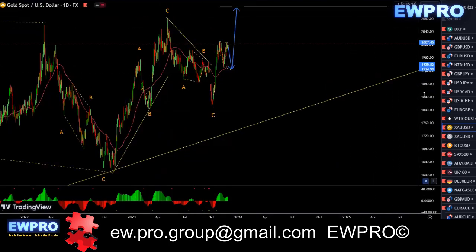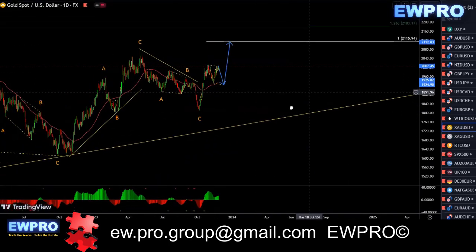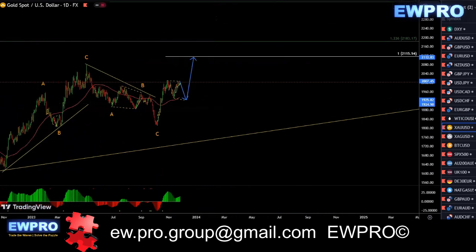Gold. So we got this 3 down in here. We got a nice impulse up. I'm waiting for some sort of a correction in here, and as you can see, I'm looking at some sort of a flat in there, possible flat.